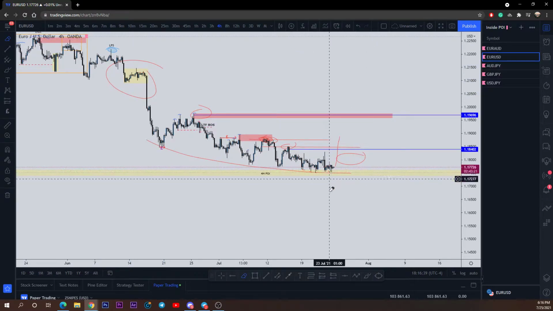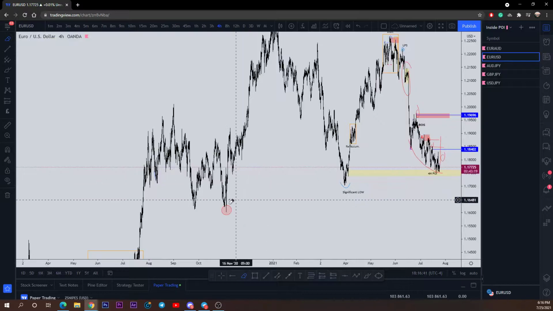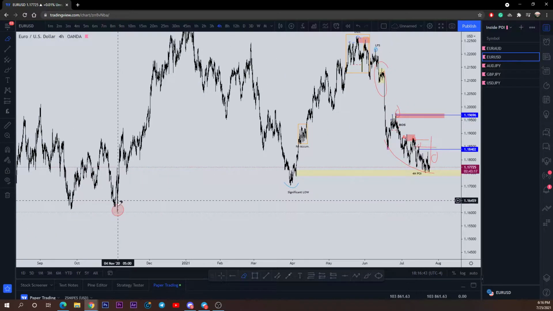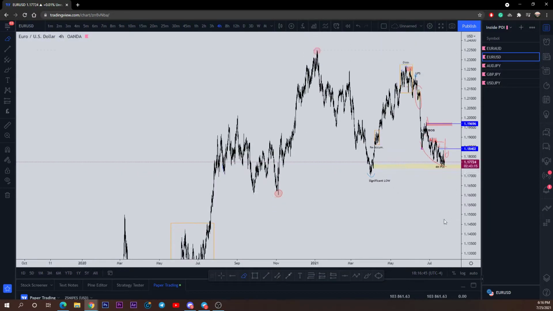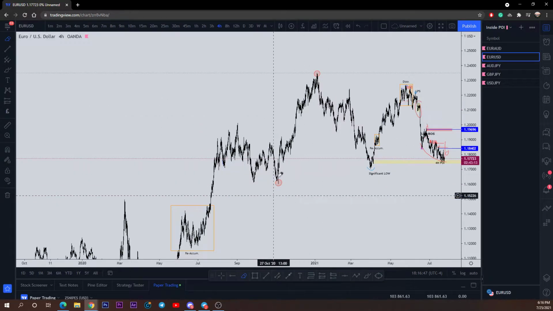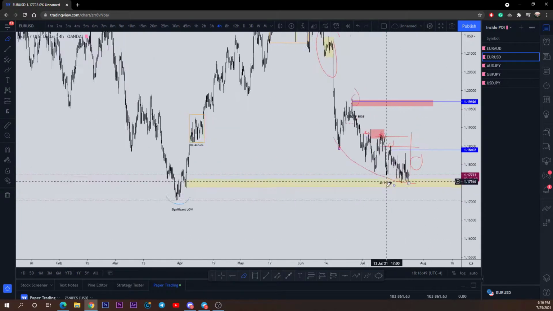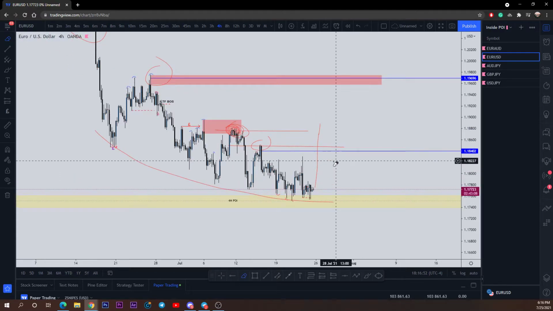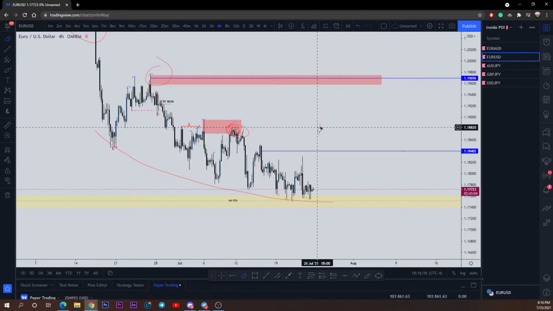If not, if this area gets broken to the downside, then we're possibly going to come test something inside of here, because we've got to remember we're still inside of this daily leg. All right. So let me delete all of this. But that's basically what I see in EURUSD right now.